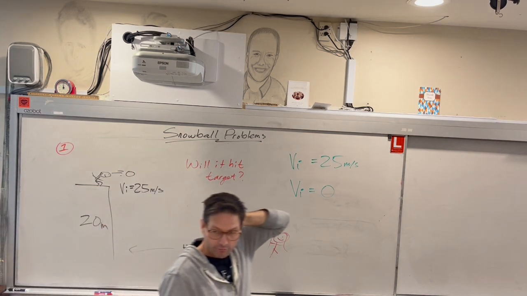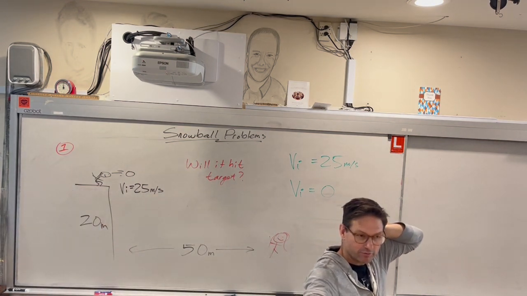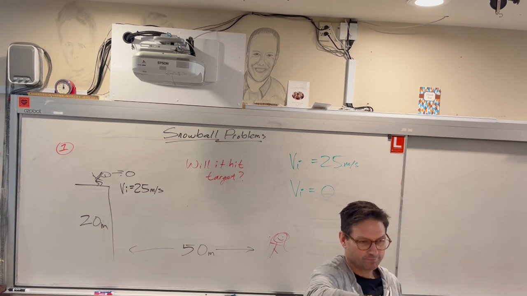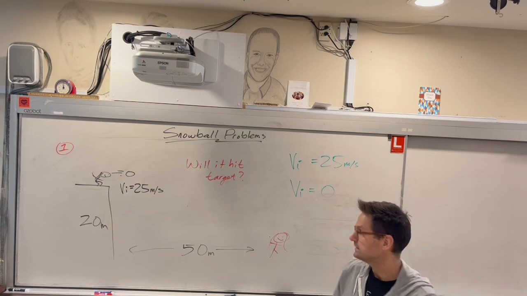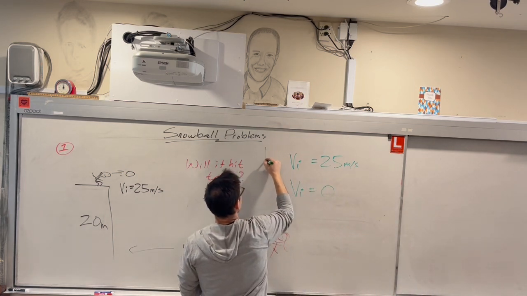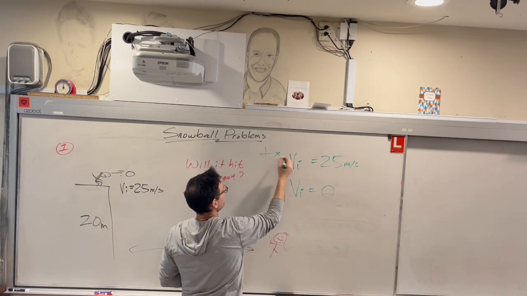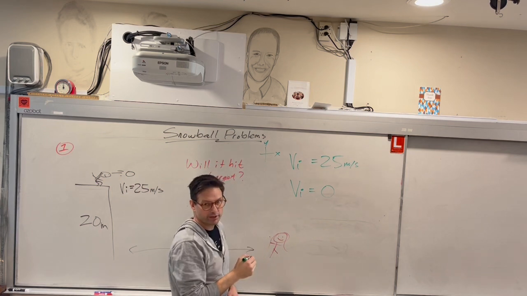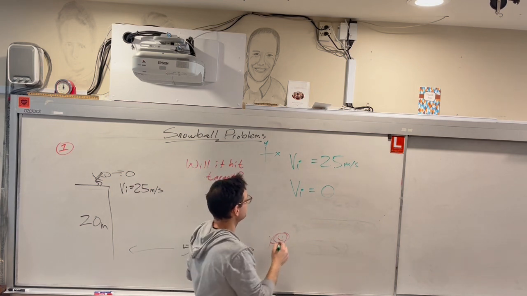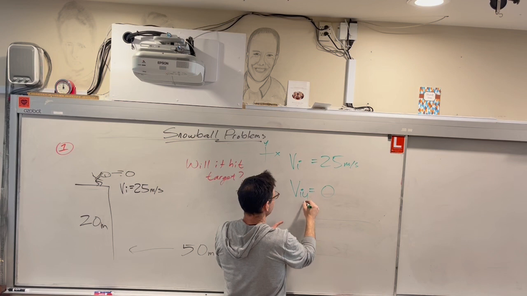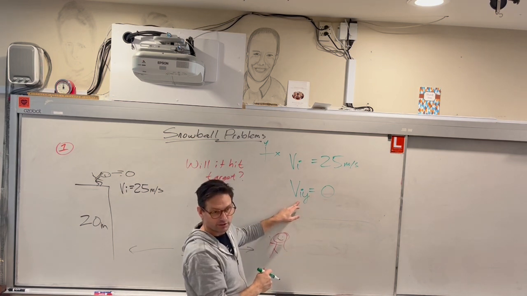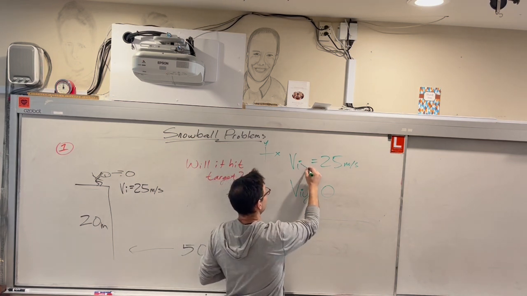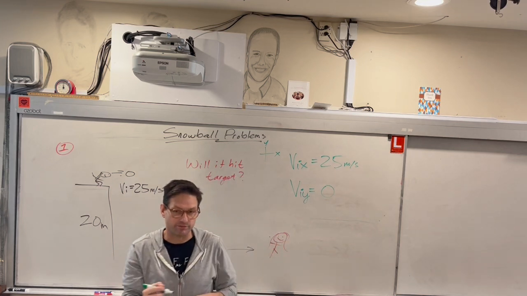Horizontal and vertical. Brigitte? Horizontal and vertical. Good. Put your arm like this. This is horizontal. What's vertical? Like this, right? So we say this is x going across and this is y, right? You guys remember that from Math 8 or whatever? So I would say this is VIY is 0 and VIX is 25.